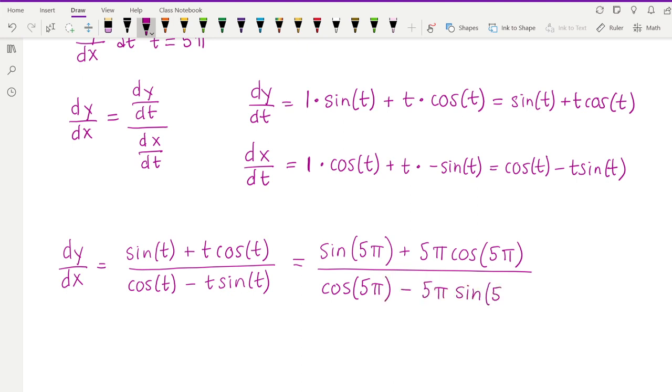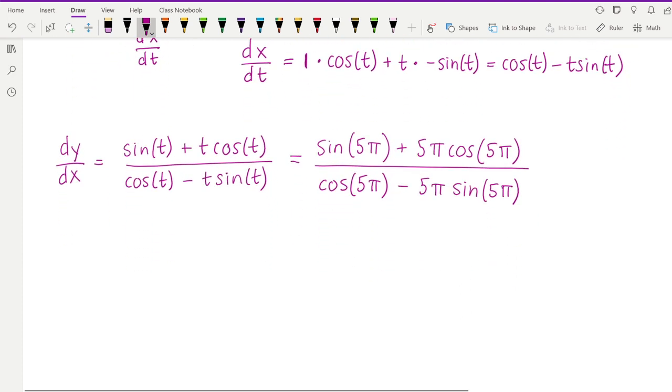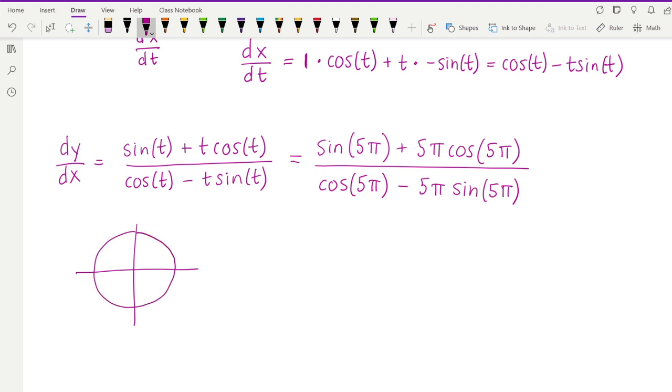And so now we just need to know what sine and cosine of 5π are. So if we draw a little unit circle, 5π is basically like going all the way around 2π and then going an extra π. So 5π lands you here on the unit circle. And so the coordinates of this point are -1 and 0. And that tells us that sine of 5π is 0 and cosine of 5π is -1.